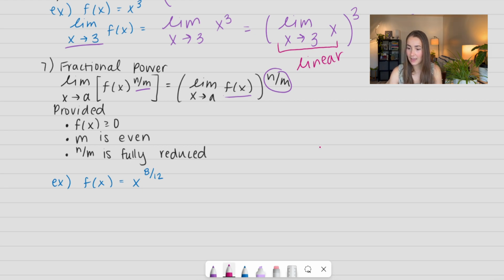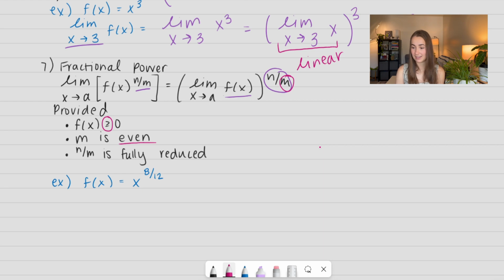So let's go ahead and talk about them. First, we have that f of x has to be greater than or equal to 0. When we start working with negative numbers and we raise them to different powers, they can alternate between positive and negative. So take negative 1, for example. If you square it, you get positive 1. If you cube it, you get negative 1. So we don't want to be oscillating. For that kind of similar reason, the m in the denominator right over here, this m, it has to be even. The last thing is that n over m has to be fully reduced. So we're going to work that out in this example over here.